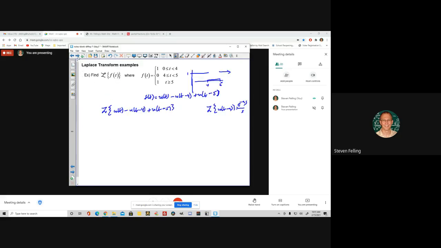So this first one has a shift of 0. So this one's going to be e to the negative 0s over s. This one's going to be e to the negative 4s over s. And this one's going to be e to the negative 5s over s. And so probably we would just write this as 1 over s minus e to the negative 4s over s plus e to the negative 5s over s. So this would be the Laplace transform of this piecewise function.